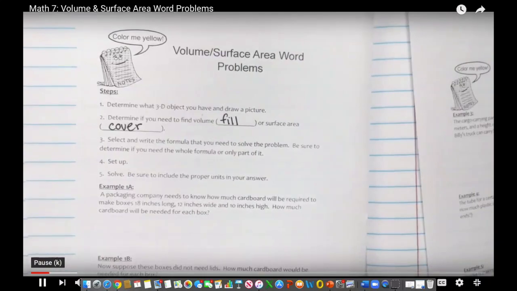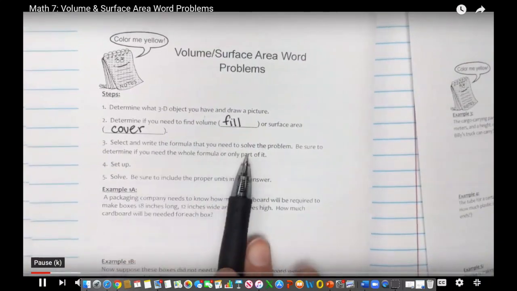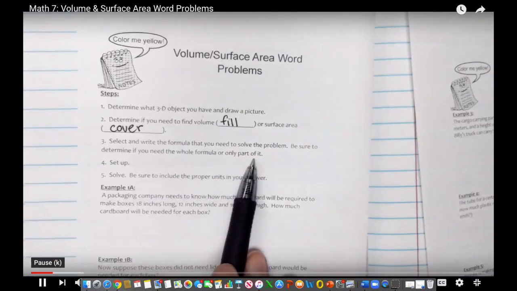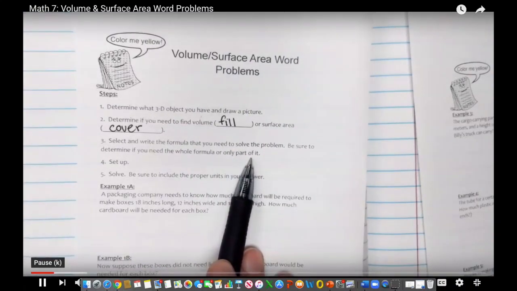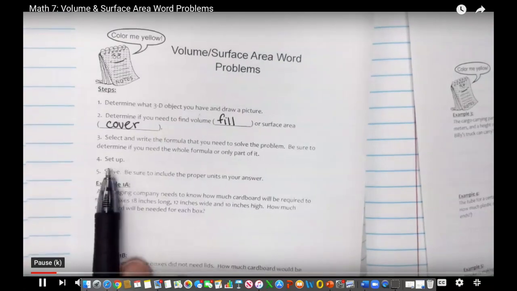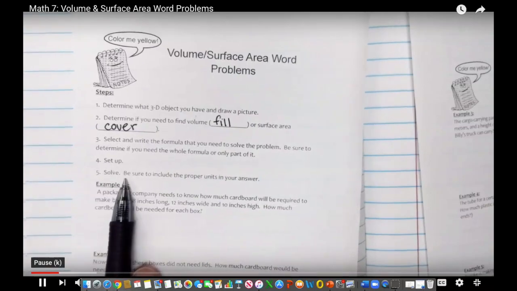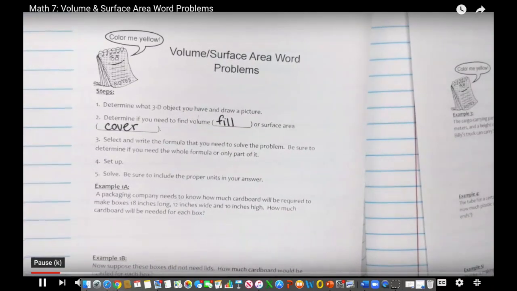Step 3 is to select and write the formula that you will need to solve the problem. Be sure to determine if you need the whole formula or only part of it. Sometimes we'll have to modify our formulas in order to fit the information that we're trying to find. Step 4 is to set up your equation, and step 5 is to solve. Be sure to include the proper units in your answer.